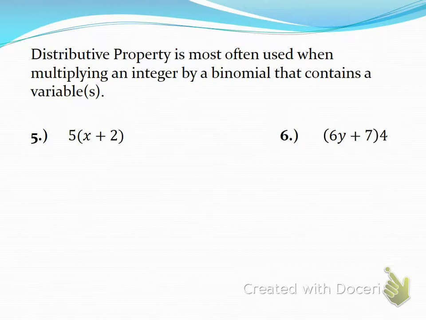All right, the distributive property is most often used when multiplying an integer by a binomial that contains a variable or variables. So this is the most common situation. You don't necessarily need that sentence, but you will need the examples.